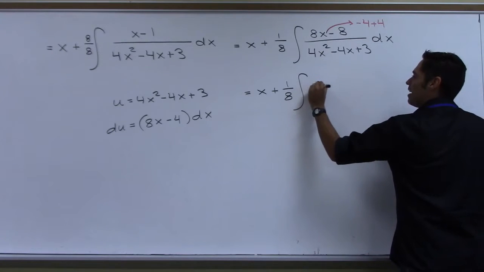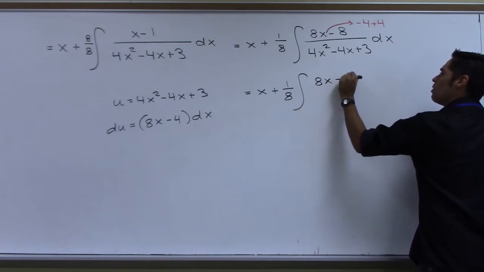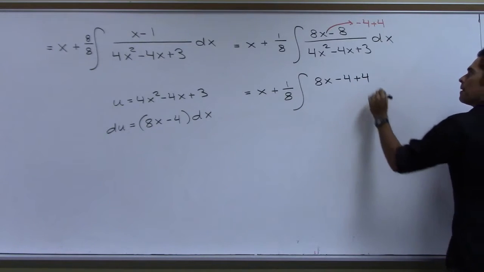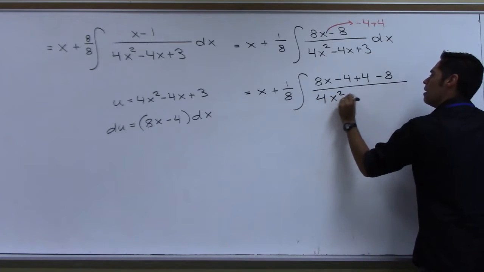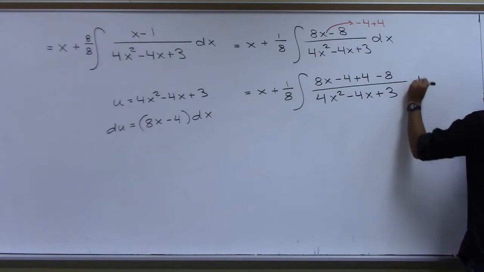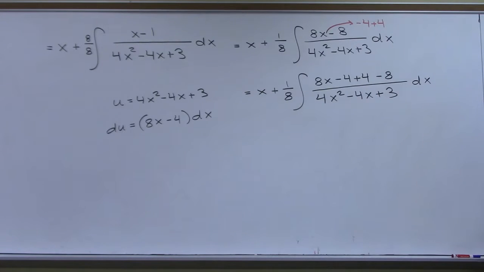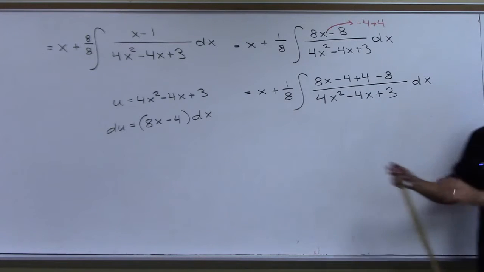All right, so we go 8x, and then we go what? Minus 4 plus 4. There's my hidden 0. Then minus 8. All over 4x squared minus 4x plus 3 dx. All right. So where were we? So why am I doing this? Like, why am I trying to do all this voodoo magic stuff? Hold on. So that our U-sub will work? Okay, so that the U-sub that we originally wanted would work.